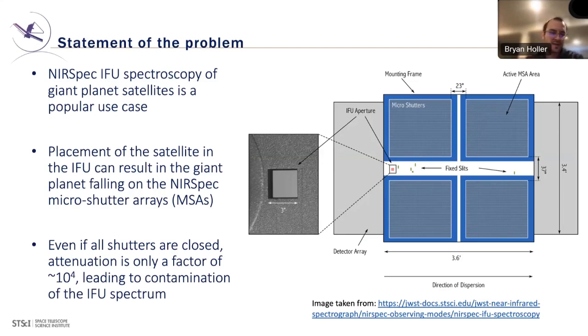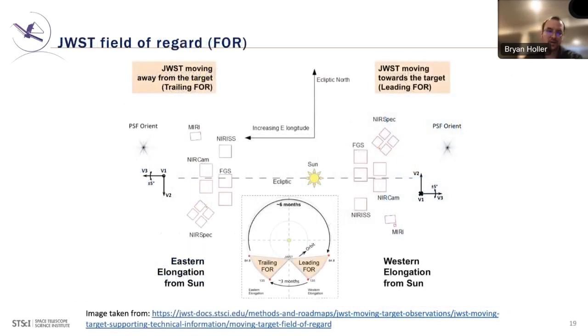So how do you avoid this contamination from affecting your observations? First you need to consider the time of year, and what hemisphere of your target you're observing. Let's say that you're observing Io, and you're looking at the leading hemisphere of Io because it's tidally locked. You want to make sure that you're observing in such a way that Jupiter is off of the MSA field of view, and as far away as possible.